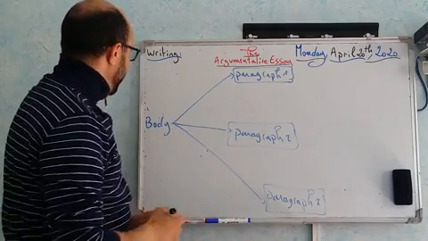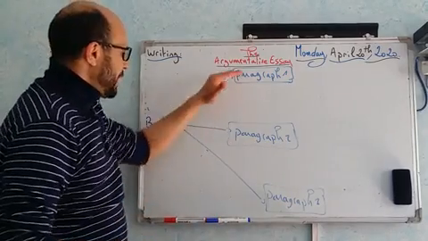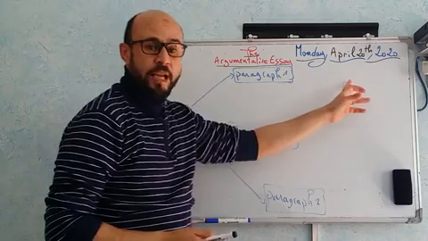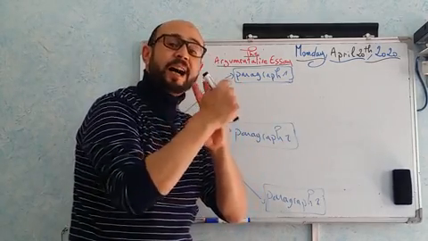Good. So for the body, normally we have 3 paragraphs. Why 3 paragraphs? Because in the introduction we introduced 3 blueprints, 3 arguments.